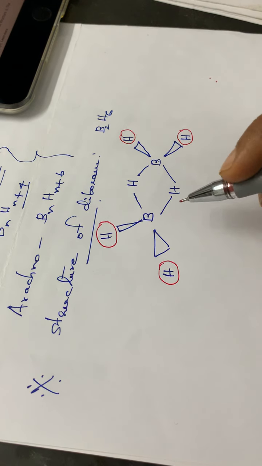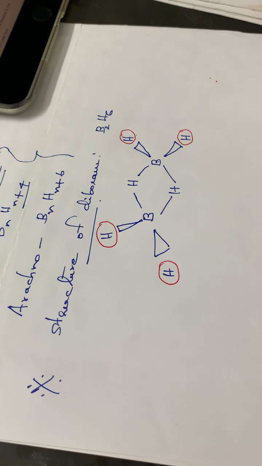See here, this is the structure in a two-dimensional way. Okay, so here how many boron atoms are there? 2 boron atoms, with how many BHB bonds? 2 BHB bonds and 4 BH bonds.